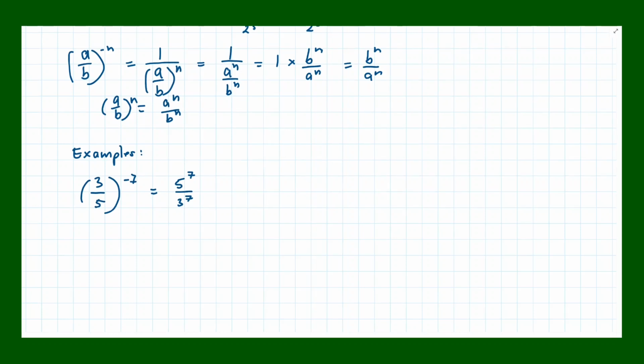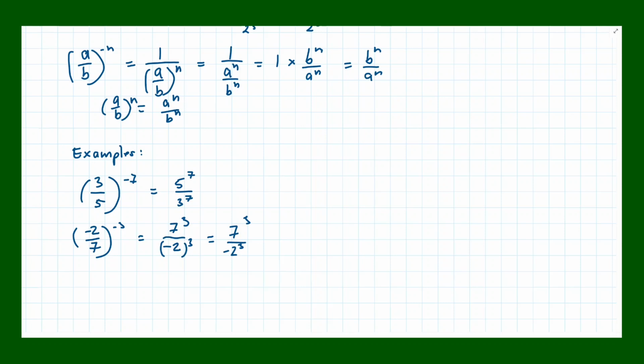Next example. Minus 2 over 7 to the negative third. Well, minus 2 is at the top, so that goes down at the bottom. And 7 is at the bottom, so that goes at the top. And then the power becomes positive, so that's positive 3 and that's positive 3. And again, we can replace the bottom number by negative 2 cubed.